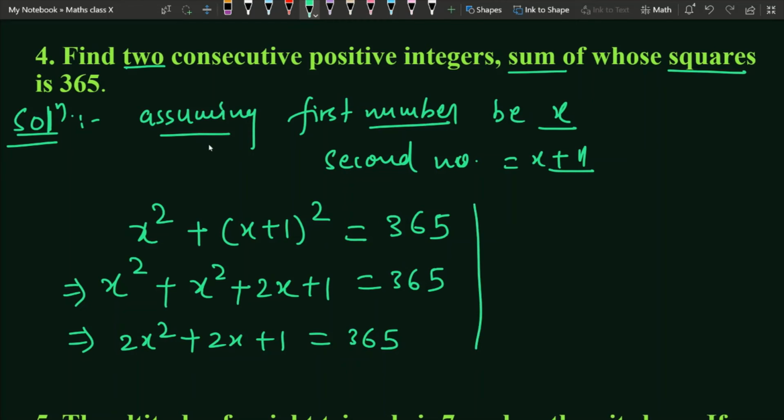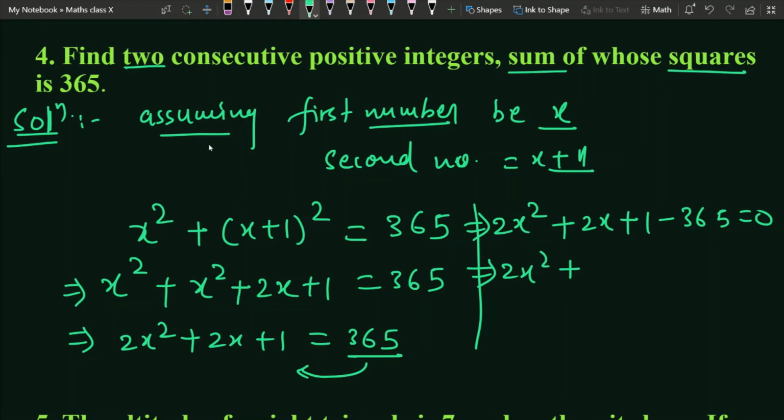Now, when we transpose this 365 to the left hand side, it becomes 2x square plus 2x plus 1 minus 365 is equal to 0. And this implies 2x square plus 2x plus 1 minus 365, that is minus 364, is equal to 0. This is the required quadratic equation. Now solve it according to your knowledge.